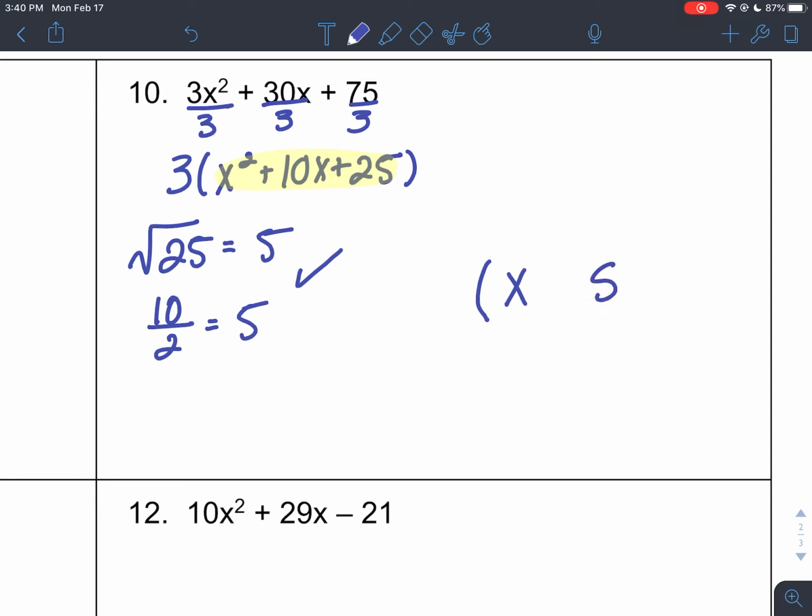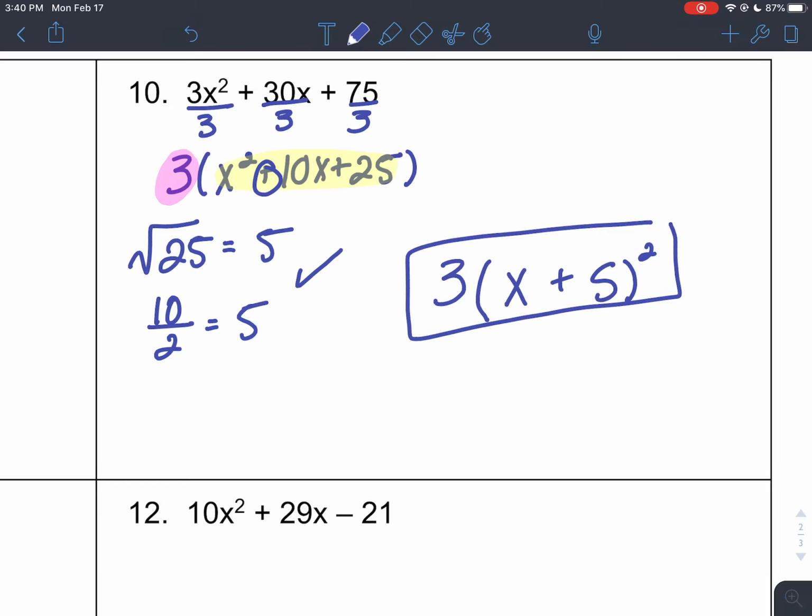It ends up being x 5 squared, and my middle term was plus, so it's x plus 5, all of that squared. But make sure we remember our greatest common factor that we pulled out at the beginning. We need to include that in our answer as well.